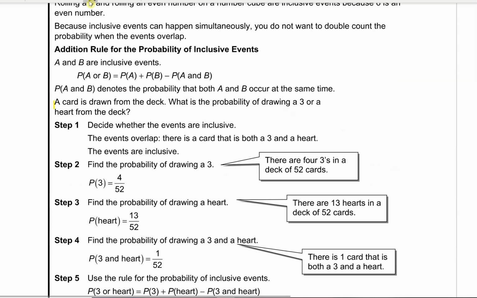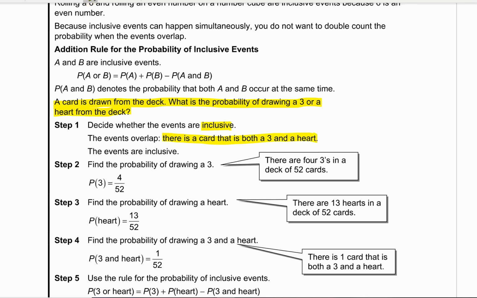A card is drawn from a deck. What is the probability of drawing a 3 or a heart? Okay, so these are inclusive. Why are they inclusive? Because there is a card that is a 3 and a heart, so they overlap.